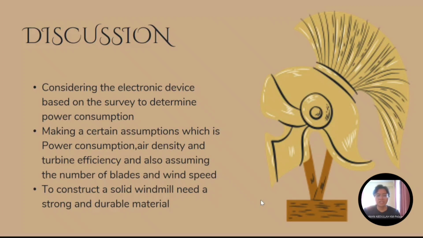The second one is to construct or design the windmill, we must have a good, solid structure. For example, for the tower we can use steel. For the wind blade we can use light and durable materials such as fiberglass, and for the generator we can use steel or aluminium.